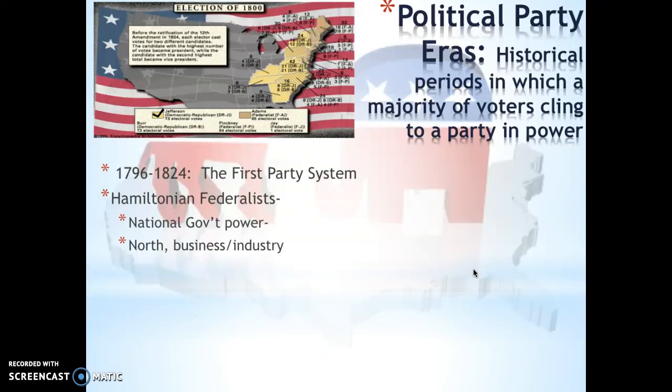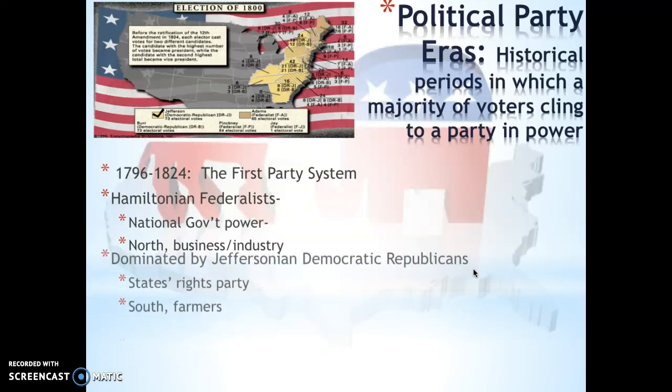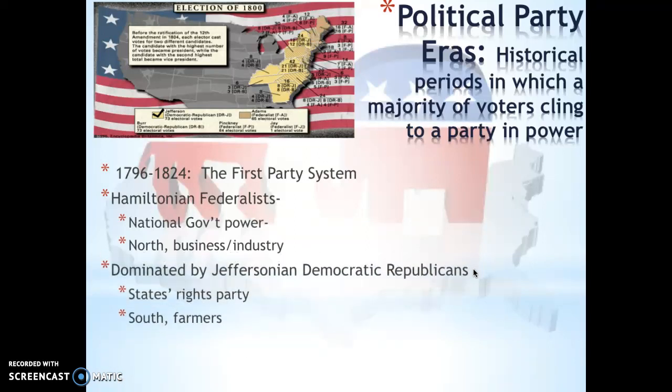Obviously, this was the party that supported national government power, and their coalition was Northern voters whose economy was centered around business and industry. They were not the dominant party, however. This party era was dominated by the Jeffersonian Democratic Republicans. They were the states' rights party. Their policy was more geared to supporting farmers or agricultural-based economies, smaller scale economies. Their coalition of support was the South and farmers.